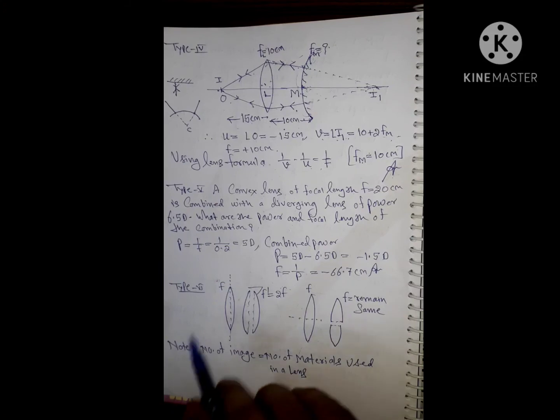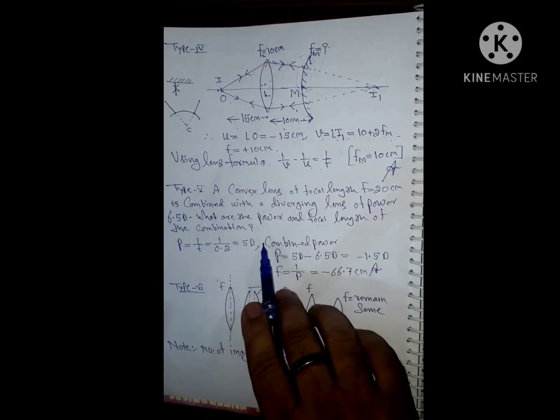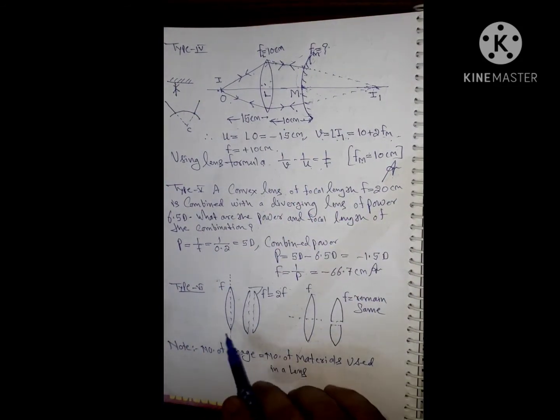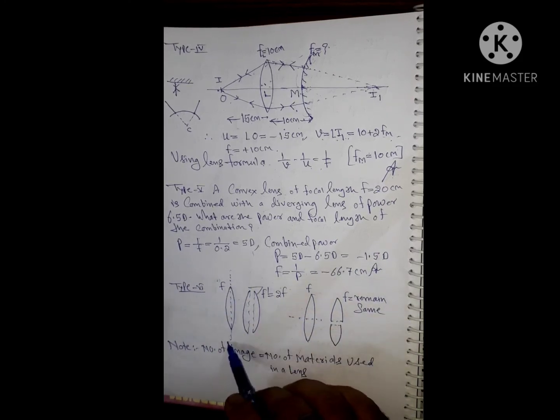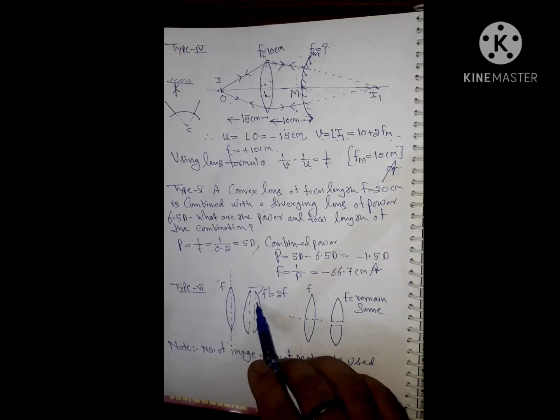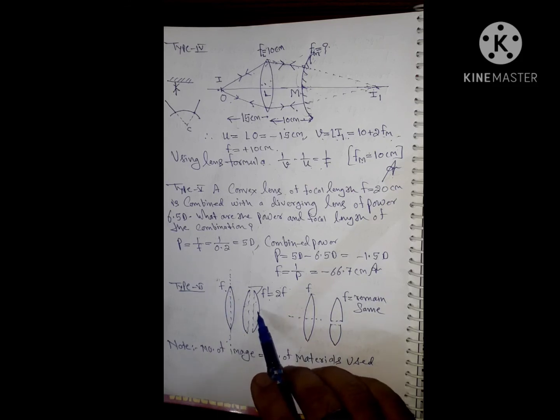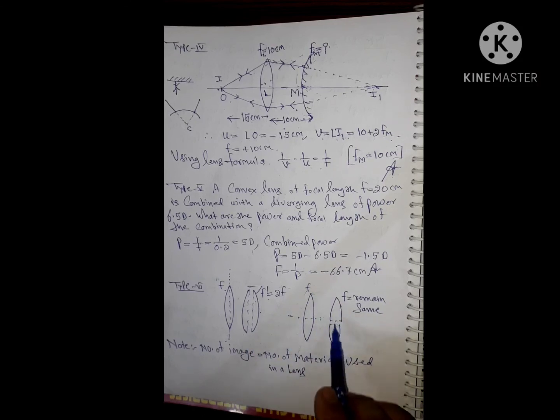Next, type number 4, based on the power of a lens, you can solve similarly. And type number 6, the convex lens. If you bisect the lens vertically like this, the focal length of each part becomes twice the original focal length, and the intensity of the image will remain the same. If we bisect the lens horizontally, the focal length of each part remains the same, but the intensity of the image becomes half.